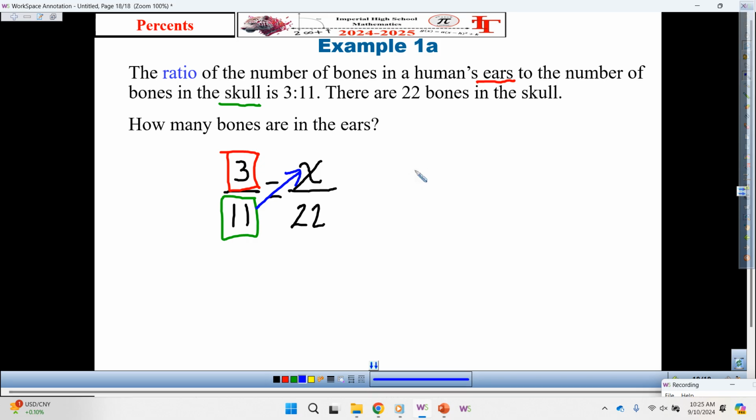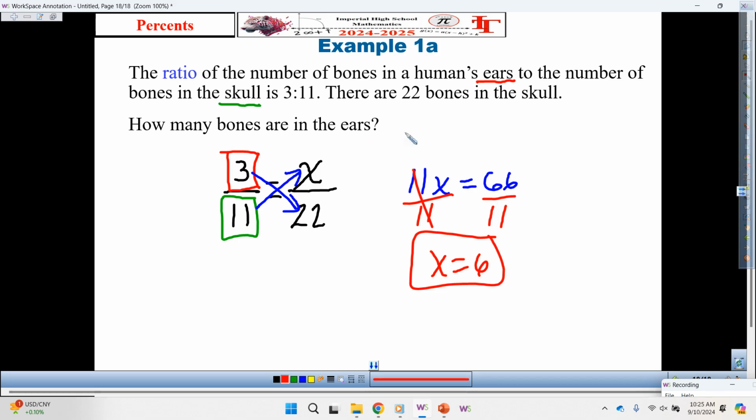11 times X is 11X. 3 times 22 is 66, and the rest is history. Let's solve this. Divide by 11, divide by 11. X equals 6. My statement: there are 6 bones in the ears. Thank you. From 1 to 5, how confident are you with this?